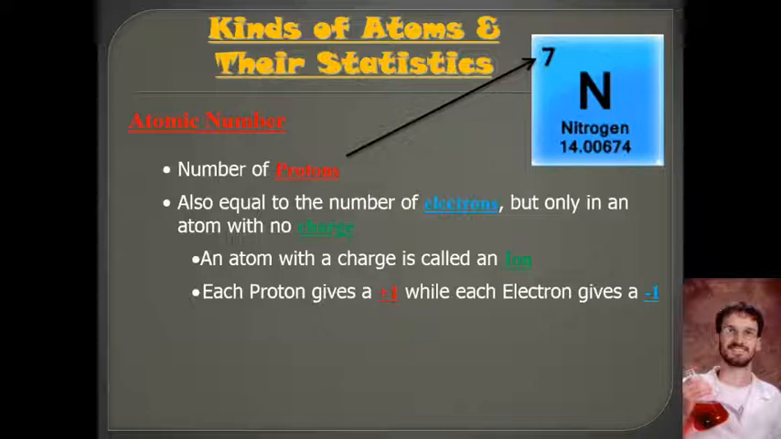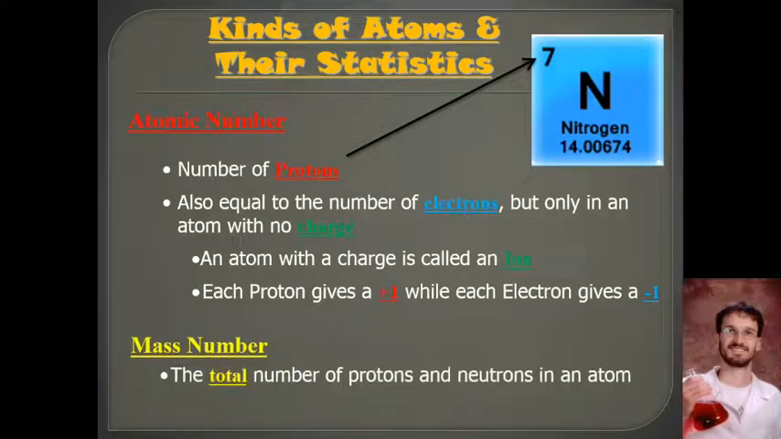So in this case, for nitrogen, for example, we have 7 protons and we have 7 electrons. Well, let's say we add another electron to it. So now we have 7 protons and 8 electrons. That means we would have 7 pluses and 8 minuses. So after you balance them all out, you would end up with a -1 charge.